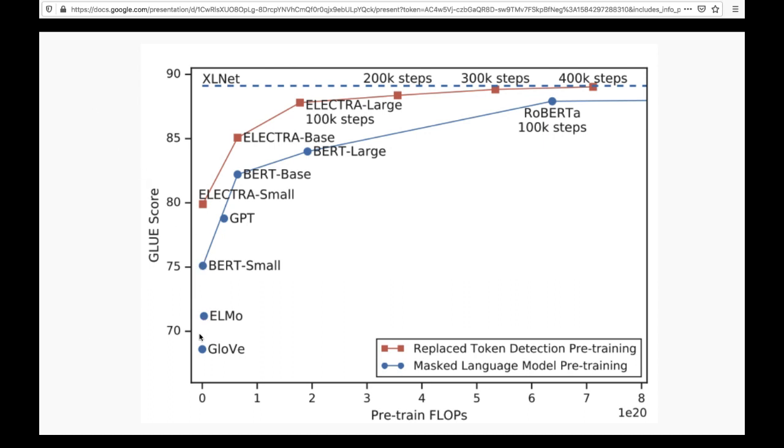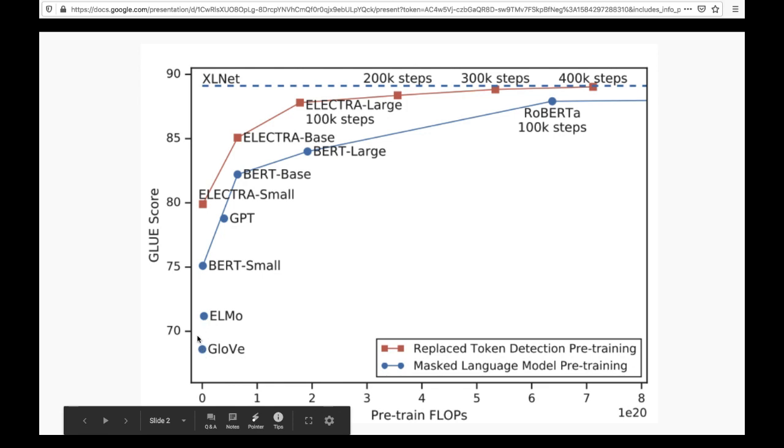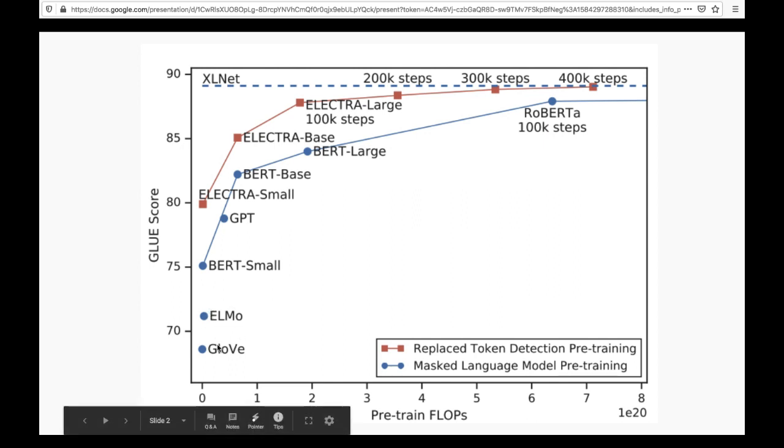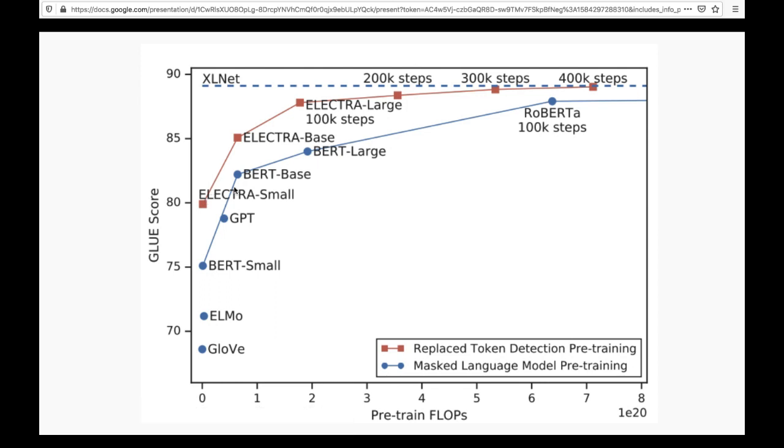If you look at this graph, they used computational power very similar to GloVe. You can see GloVe is a very computationally light model, and their ELECTRA small just uses the same computational power as GloVe and can get almost 80% of the GLUE score, which is incredible. So that's why you will want to really look into this paper.